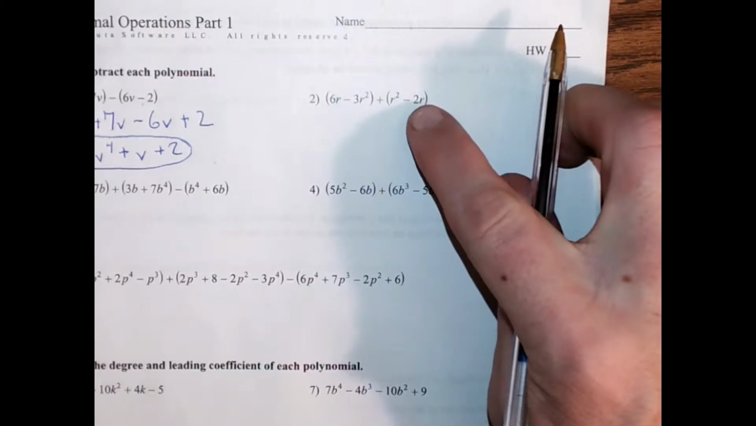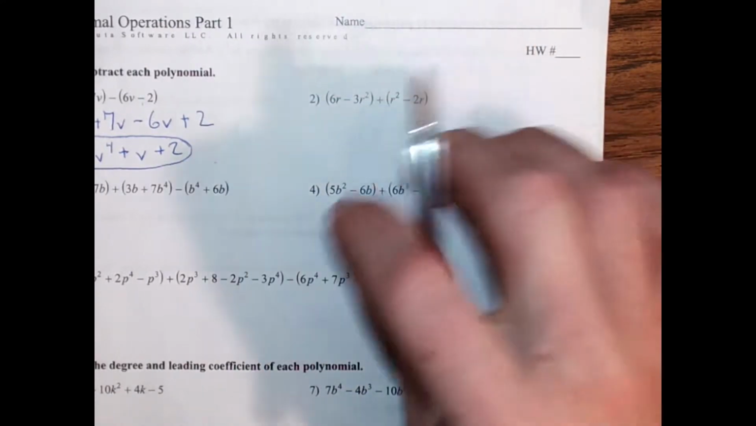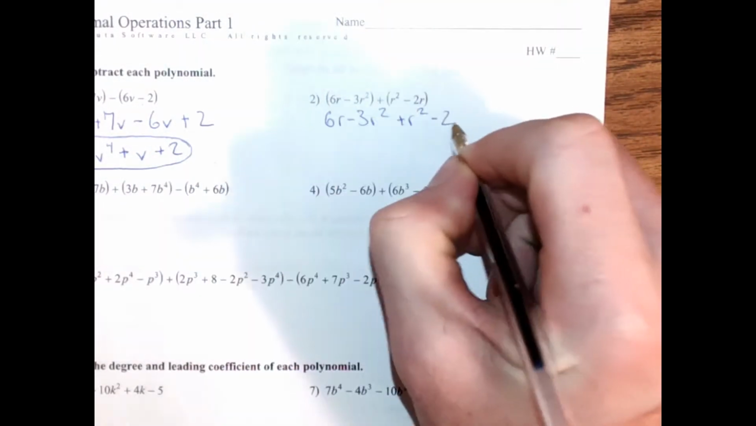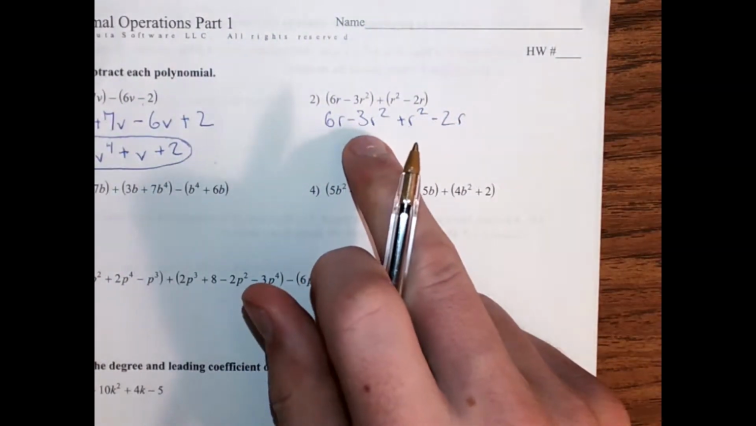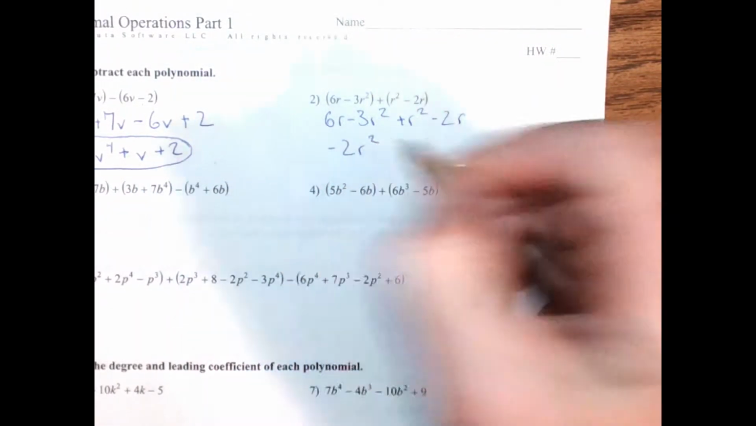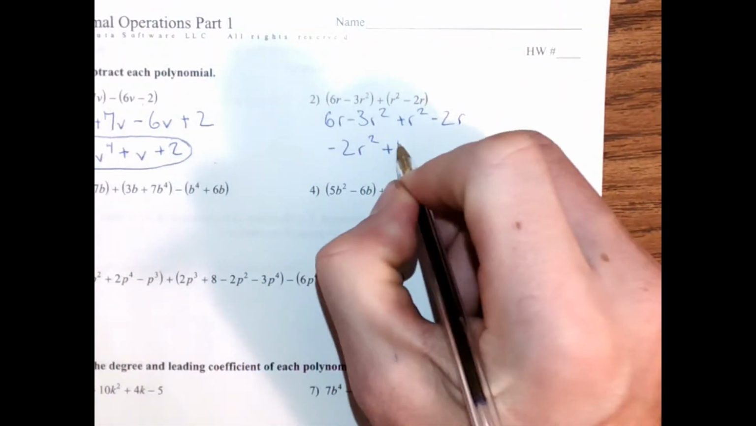On number 2, there is no negative to distribute, so we just drop the parentheses and combine like terms. Negative 3r squared, positive r squared, is negative 2r squared. 6r, negative 2r, positive 4r.